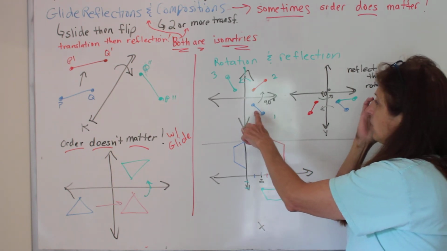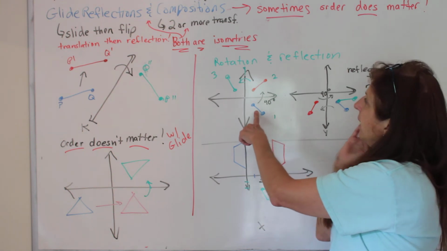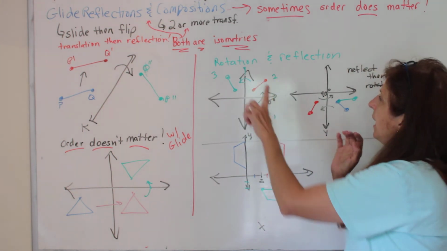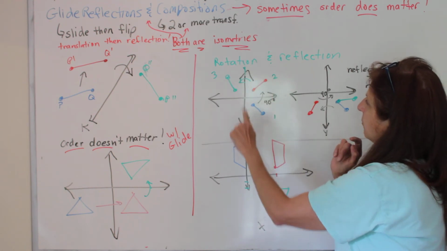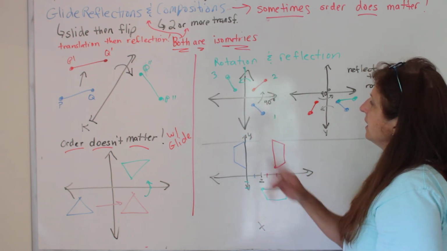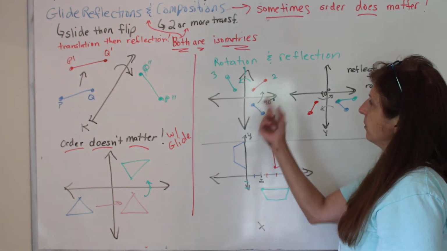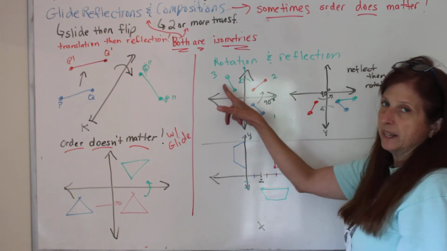We start with the blue line. Then we're going to rotate it 90 degrees to the red line. Then we're going to flip it over the y-axis to the green line. So we did rotate, then reflection. Rotate, then flip. And that's where we ended up.